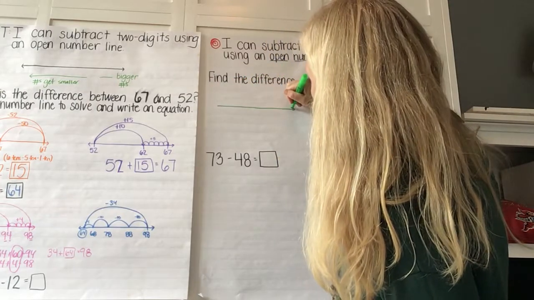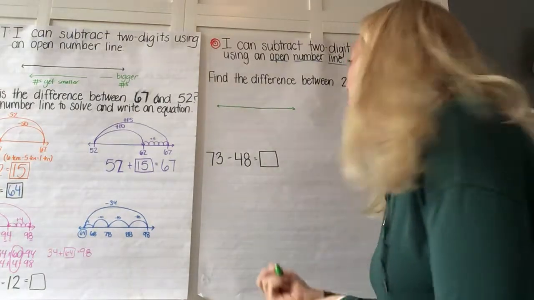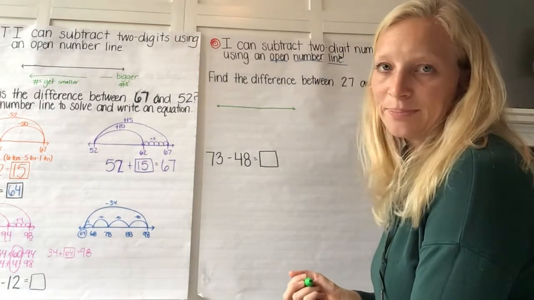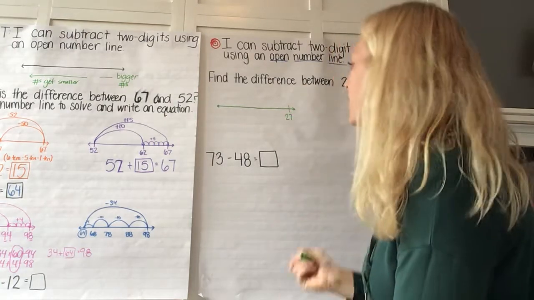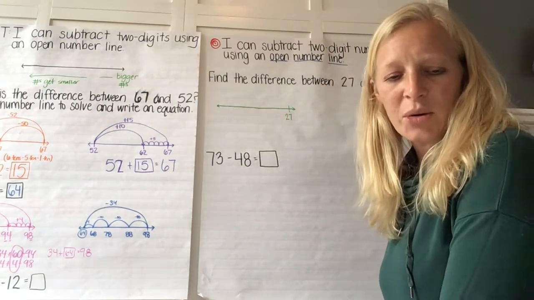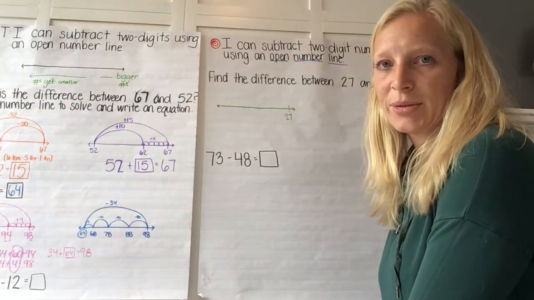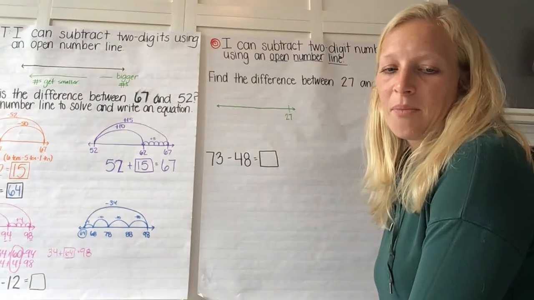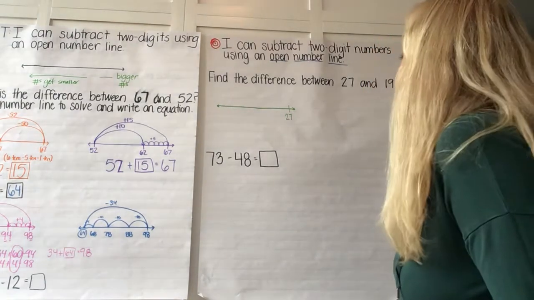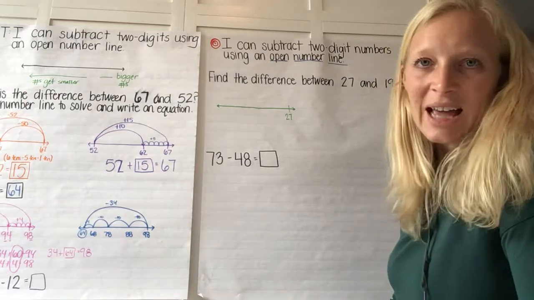Use that number line again, using my lines to help me draw a nice straight number line. And where are you starting? 27, okay? And what are you doing when you're starting at 27? Are you going to be going to bigger numbers or smaller numbers? Why are you going to smaller numbers? Because you're taking away 19, okay? So when you take away 19, what does that look like?